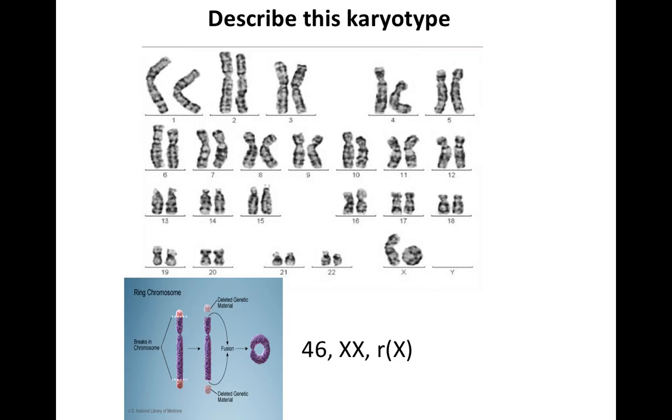This case can present, of course, this is an unbalanced karyotype, and it can present as what? Turner syndrome. It is one of the types of Turner syndrome.